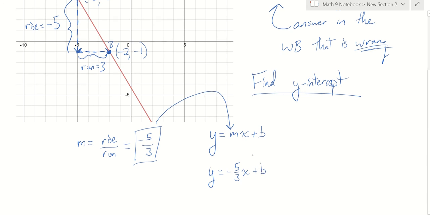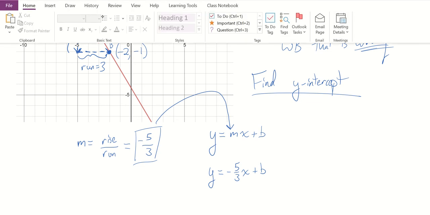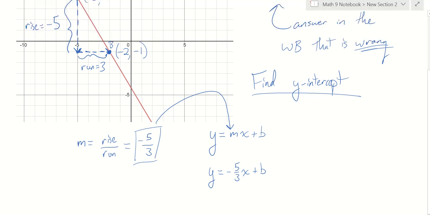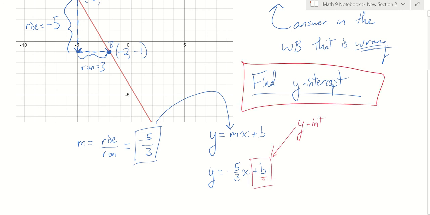So we kind of almost have an equation for this line. All that we're missing is this b value here. And it's important that we're missing this b value because this is actually our y-intercept. And that is what we need to find in the first place. So if we find this b value, then we've found the y-intercept and we're done. So let's do that. Let's find the y-intercept here.